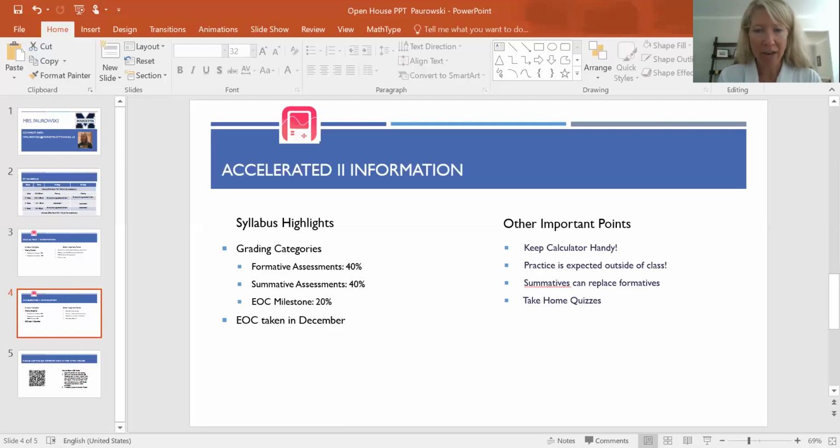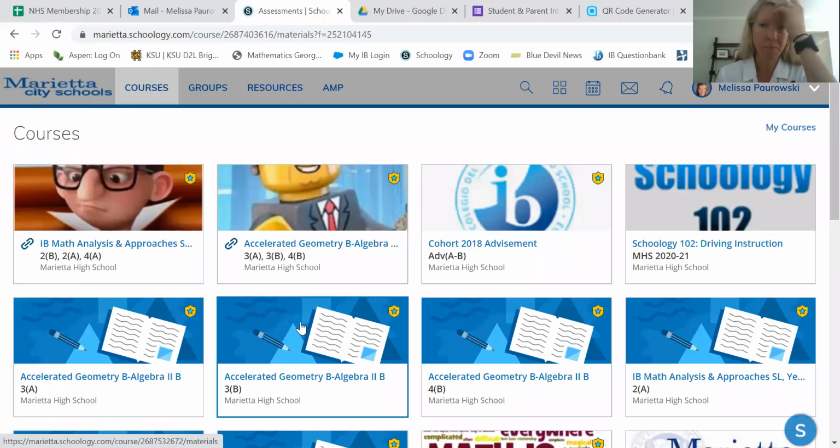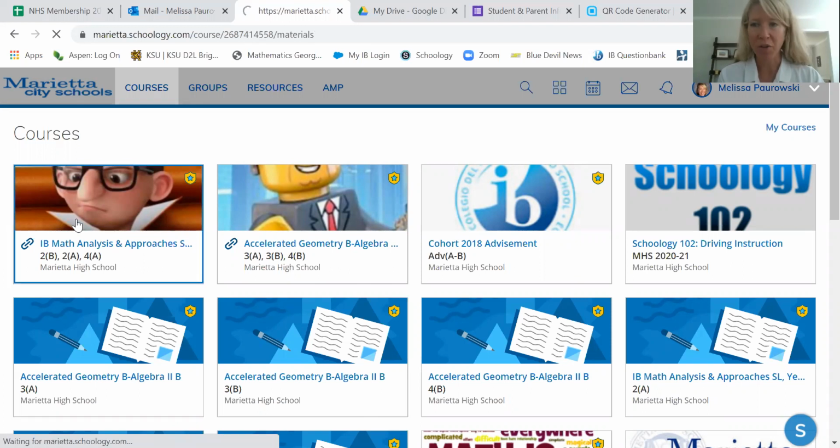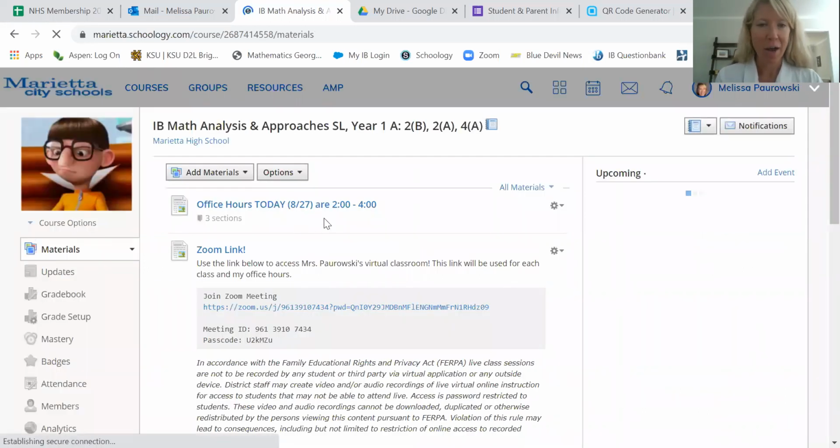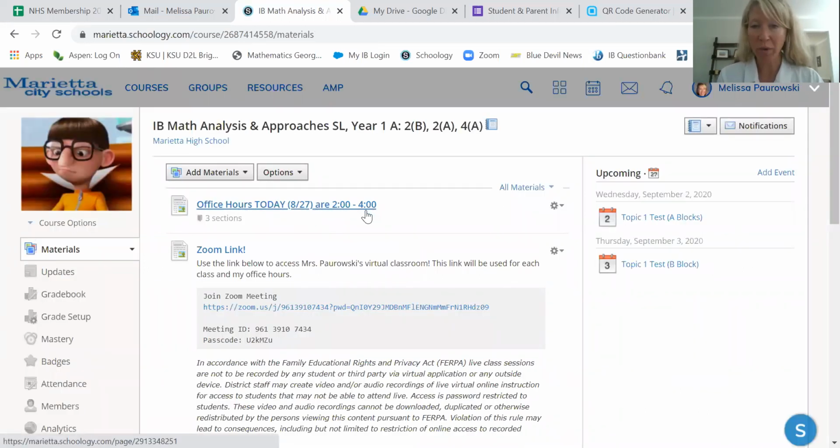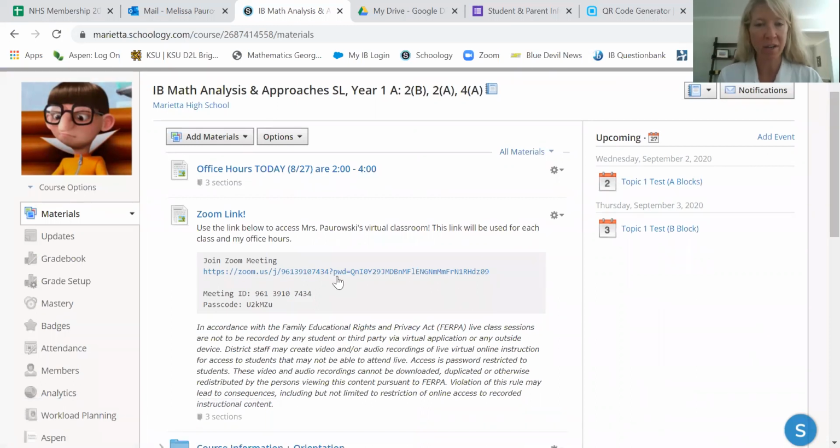I would also like to show you my Schoology page. This is what my Schoology page looks like when they get there. If they're in IB, they'll click on Vector. So today I actually only have office hours till 4 because I have a department meeting. And so this would be right here. This is the Zoom link for class. It's the very first thing they see. They click on this link for class, for office hours, all the same link.